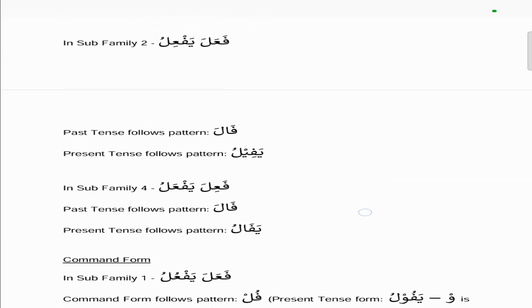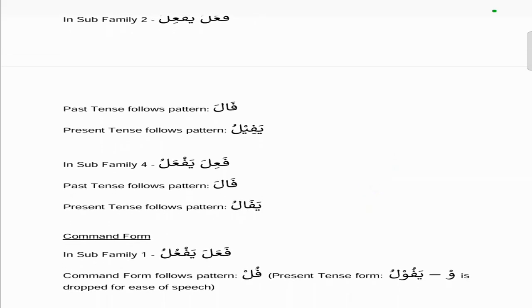And then you'll notice that here as well in subfamily 4. So it's fa'ila yaf'alu. The second root letter, the ain, has a fatha. So the past tense is typical, fa'ala, but the present tense follows the pattern yaf'alu. The second root letter, the ain, has a fatha, and that fatha sound is maintained in the present tense, yaf'alu.